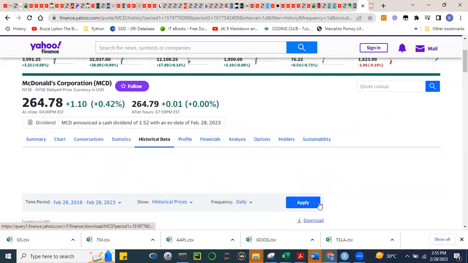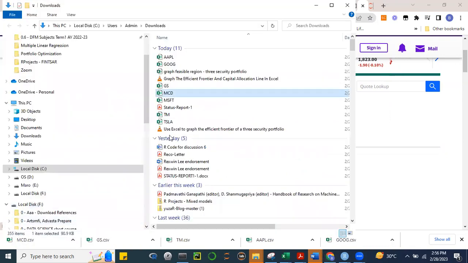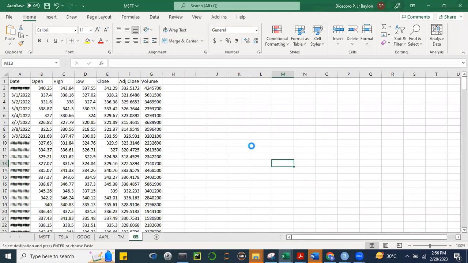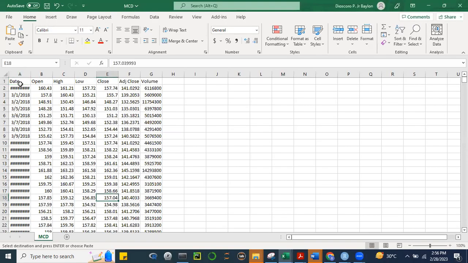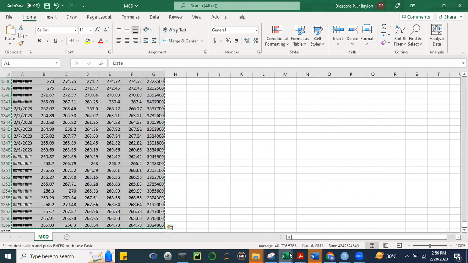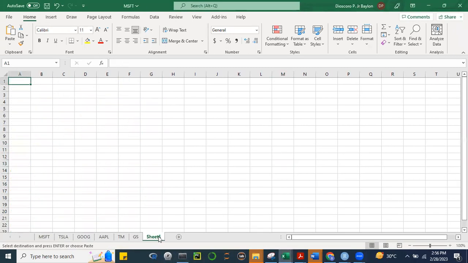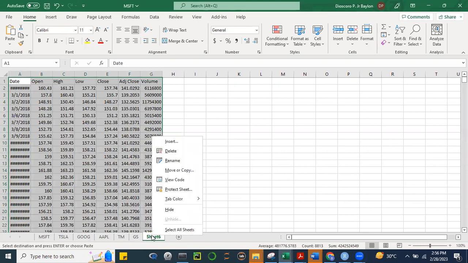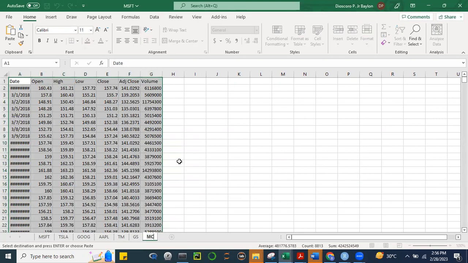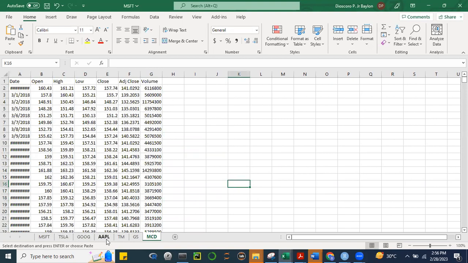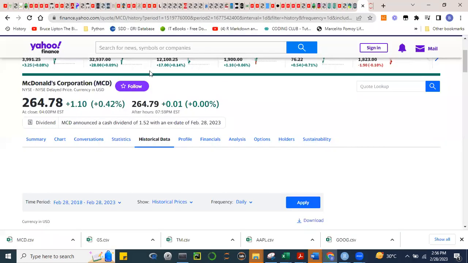Okay, and then download. So this is McDonald's, no? Control, okay. Open. Copy natin dito sa unang file na binuksan ko, MSFT. Control D. So this is MCD. So, ilan na to? 1, 2, 3, 4, 5, 6, 7. 3 more, and then we'll have 10 stocks.